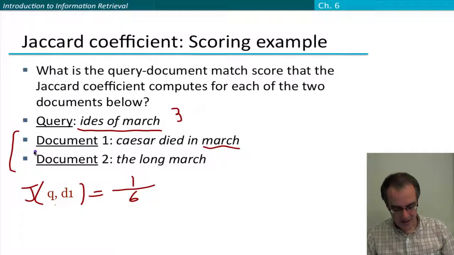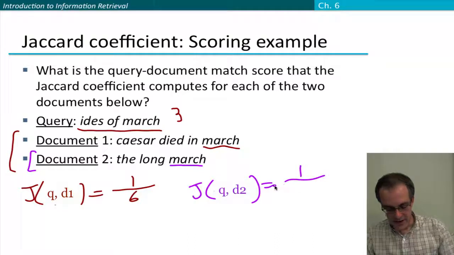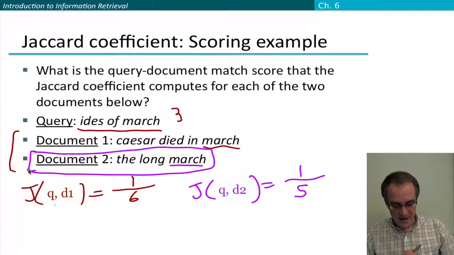If we then do the second document, well, the doesn't occur in the query, long doesn't occur in the query, but again, March does occur in the query. So this time, the Jaccard coefficient of the query and D2 is going to be 1 divided by the number of words, which is this time 5. So this document is going to win as having the higher Jaccard score. Now, of course, that difference may not seem very significant. Essentially, this document is winning here just because it's shorter.